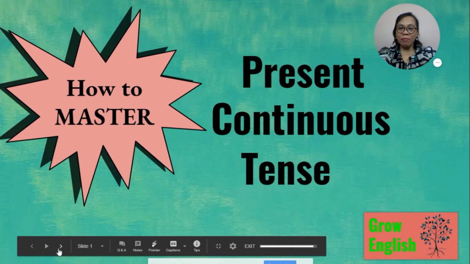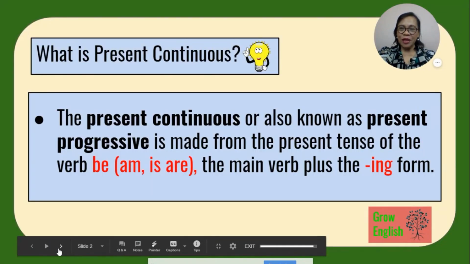Now, what do we mean by the present continuous? You know what? The present continuous also has another name. It is also known as the present progressive. And how do we form this kind of tense? It is made up from the present tense of the verb be, which are the am, the is, and the are, plus the main verb, plus the ing form. So I am talking here about the verb phrase used to form the present continuous.